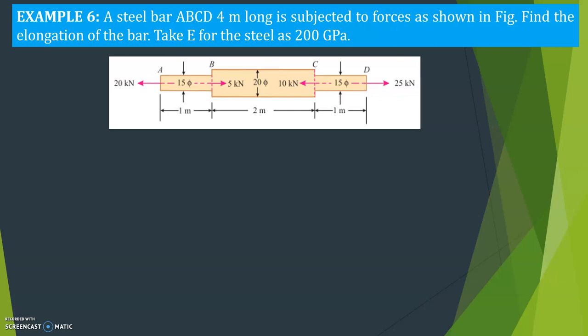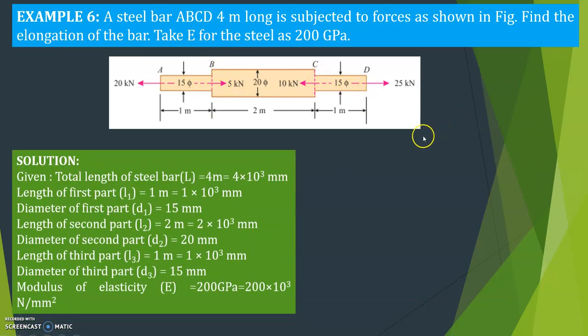A steel bar ABCD 4 meter long is subjected to forces as shown in the figure. Find the elongation of the bar. Take E, Young's modulus for the steel, as 200 GPa. Okay, this is the figure given. So here you can see the forces are acting at different edges and the bar is of uniformly varying sections, right?